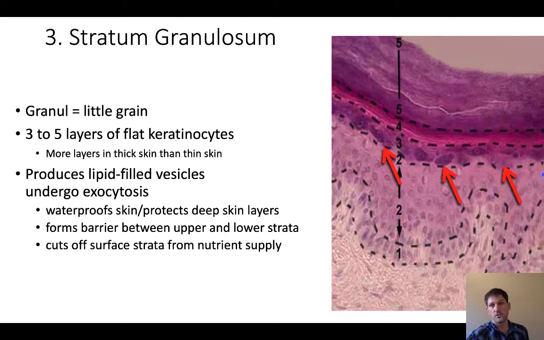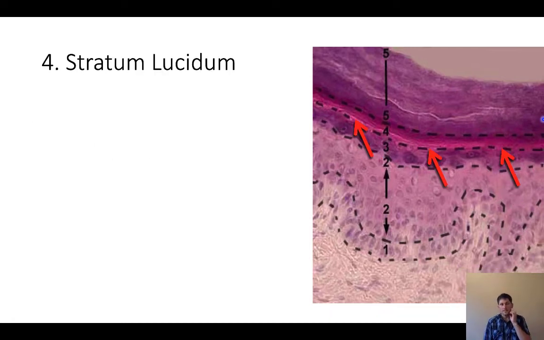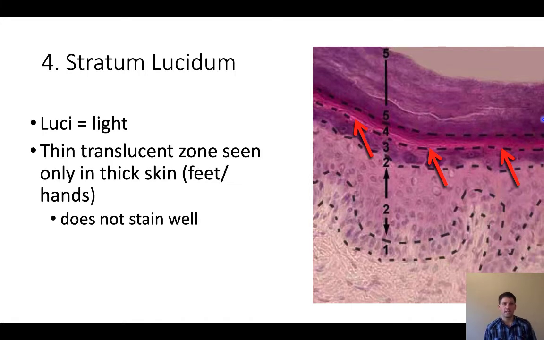And so in this image, you can see that these cells up here do not have those nuclei, where the cells in the lower layers are all nucleated. Okay? And if you remember back a couple lectures ago, I was talking about looking at your cells and trying to identify, are there any nuclei there? But here we don't see any, so we can assume that they're dead. The next layer is called the lucidum. Luci is light, and we only see this in our thick skin, so the feet and the hands. It doesn't stain very well, which is where it gets that name Luci.